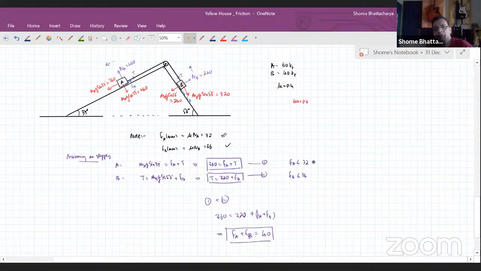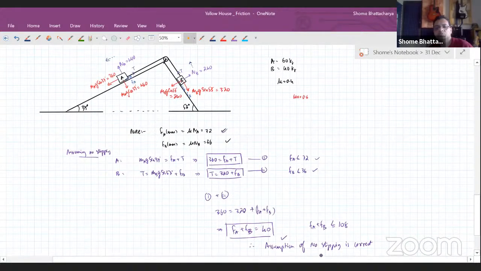And we can see that the maximum value of FA plus FB is 36 plus 72. So that's a huge amount of friction. So that means this is definitely happening. That means the assumption is correct. So therefore, the assumption of no slipping is correct. And the acceleration of the system will be 0.